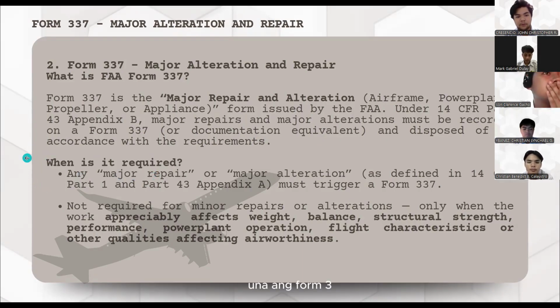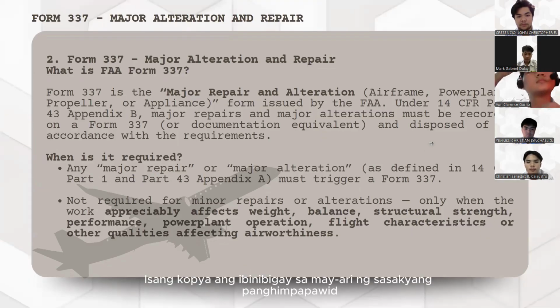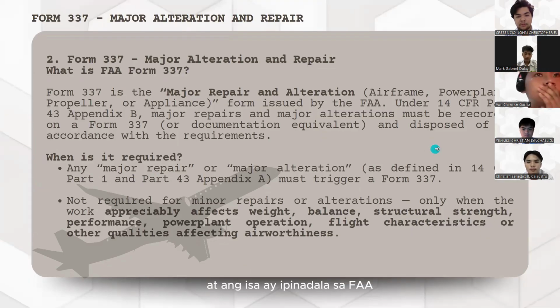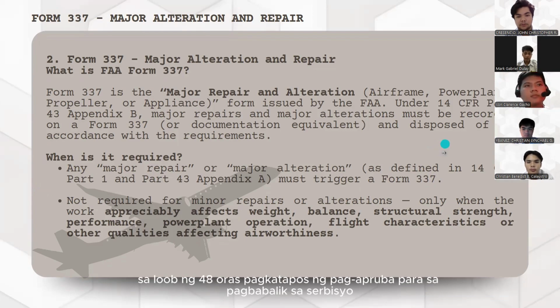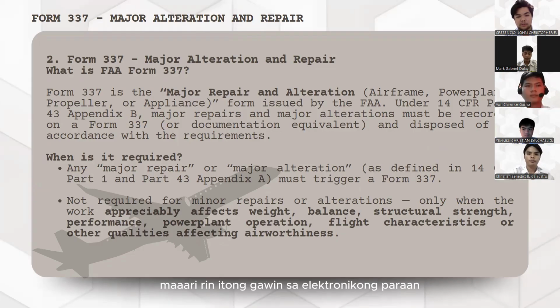So what must be done when a major repair or alteration occurs? First, the Form 337 must be completed in at least 2 copies. One copy is given to the aircraft owner and the other is sent to the FAA Aircraft Registration Branch within 48 hours after approval for return to service. This can also be done electronically.